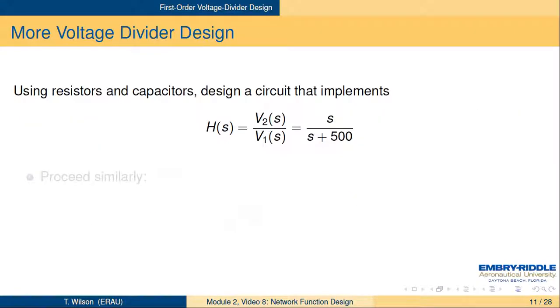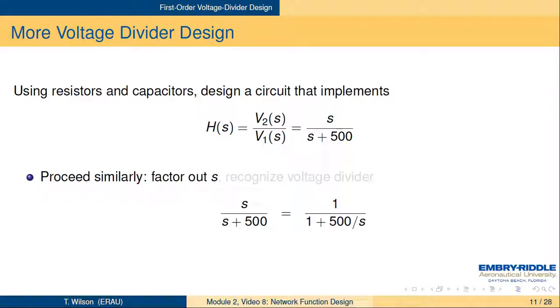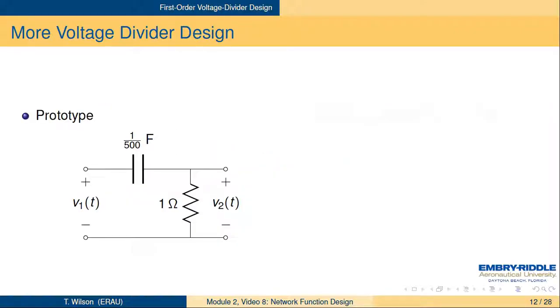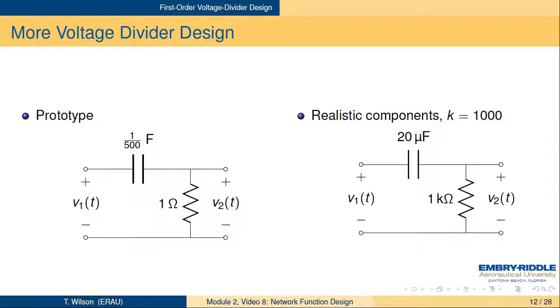So here's another one. Here's S over S plus 500. So this time we'll factor out the S, and when you do that, you get 1 in the numerator, and you get 1 plus 500 over S in the denominator. So you see the voltage divider now between a 1 ohm resistor in the output branch and a 1 over 500 farad capacitor in the input branch. Again, scaling here, picking K as 1,000, that turns the resistor into a 1 k ohm resistor, and the capacitor turns into a 2 microfarad capacitor.